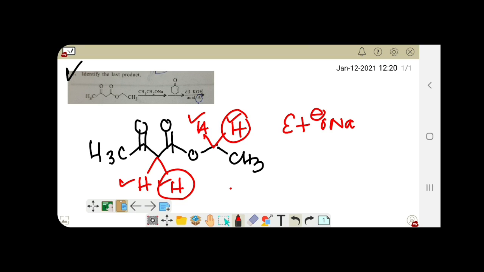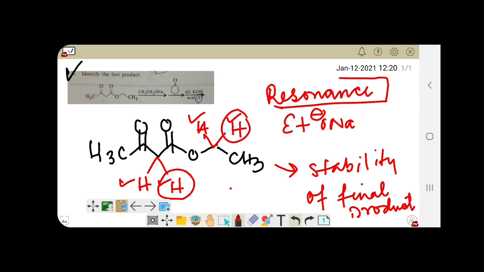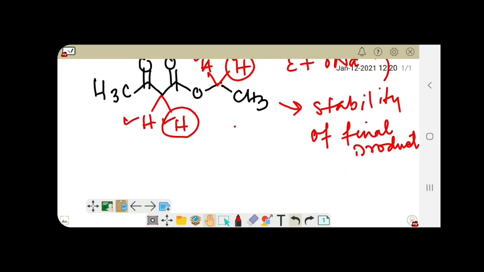We have to check which acidic hydrogen has to be abstracted. For that we need to check the stability of the intermediate product formed after abstraction of the acidic hydrogen. To check that, we are going to use the theory of resonance. We are going to check the resonance stabilization of the intermediate that is formed after the abstraction of hydrogen, and from that we can understand what is going to happen.